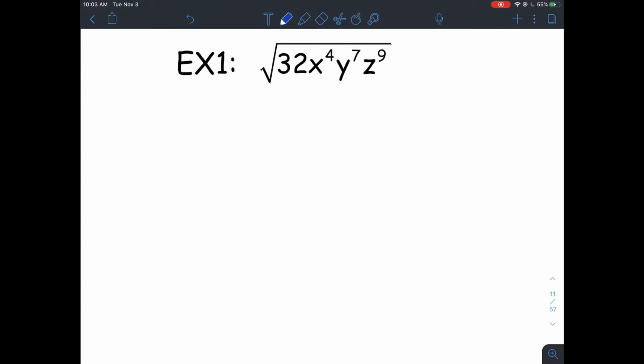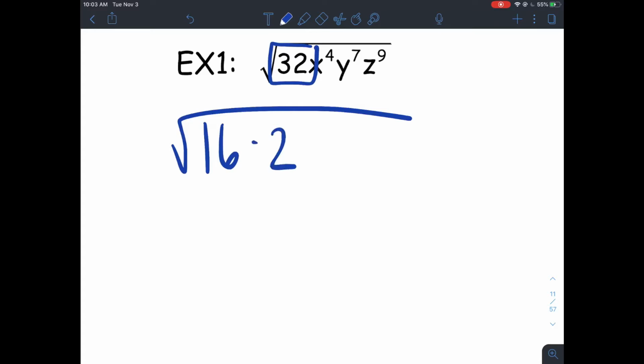First, let's take care of the 32 because we know how to do that, right? We can break down the 32 into 16 times 2. Now, why did I think to do that? Well, remember, we've got a square root here, and you're going to have to go to your perfect squares. So if you go to that perfect squares chart you have, you're going to start trying to figure out which one of those are factors of 32.